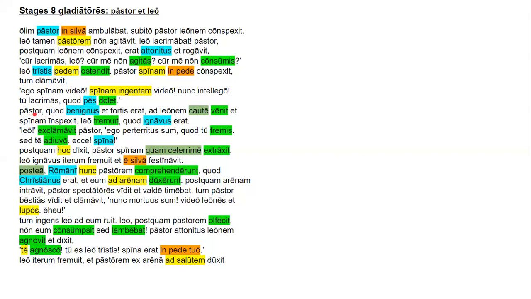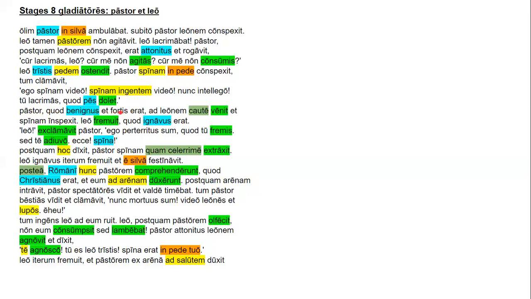Pastor, so nominative subject, the shepherd, quod benignus et fortis erat ad leonem venit ad spinam inspexit. Okay, pretty long sentence there. So this quod right here, it's set apart by commas. Again, it could be which or because. In this case, we know from context it's going to be because. It's another causal clause. So the shepherd, because benignus et fortis erat.